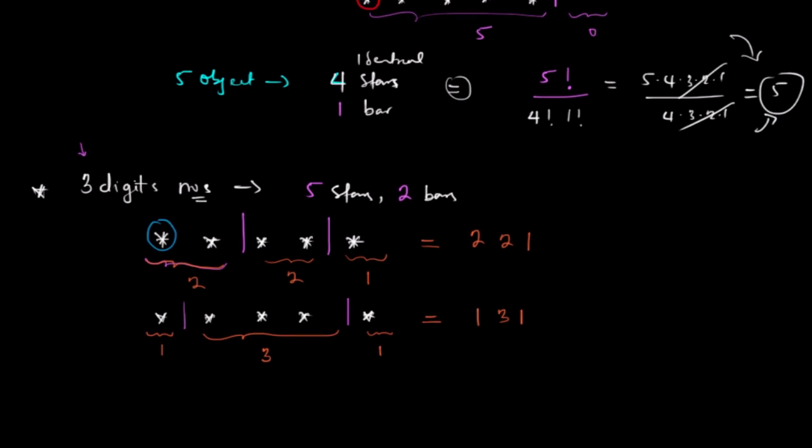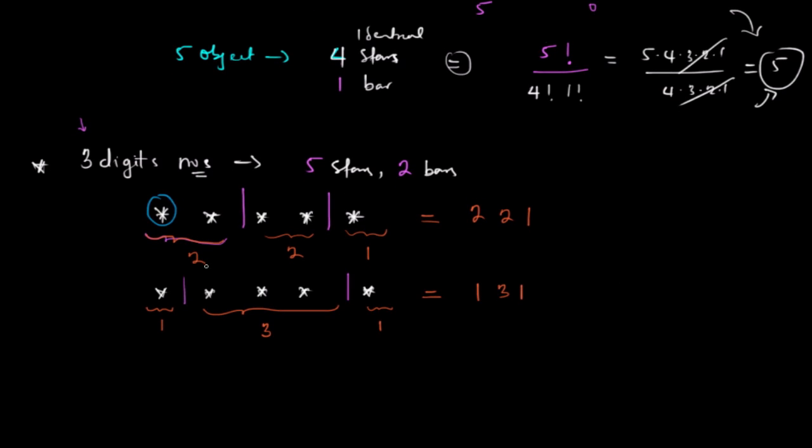So again, you note that the first position must be a star. That is, the bar cannot occupy the first position. Why? Assuming the bar occupies the first position, let us see the number that we are going to end up with. So again, let's say you have the sum. So we are told that the sum must be 5. 1, 2, 3, 4, 5. And then the other condition is it's a 3-digit number, so we must have 2 bars.